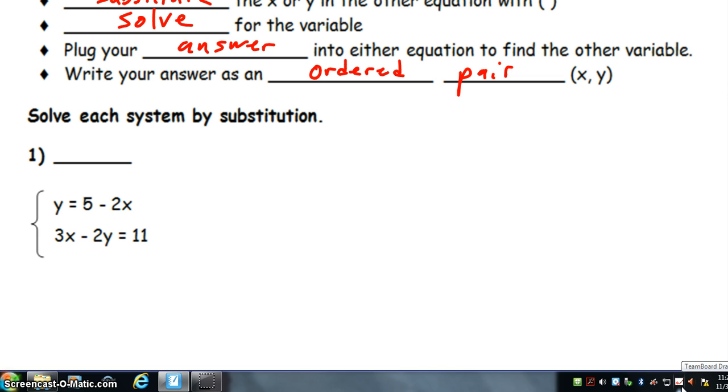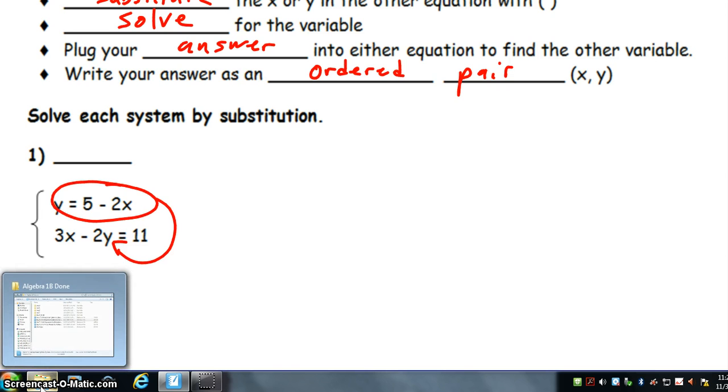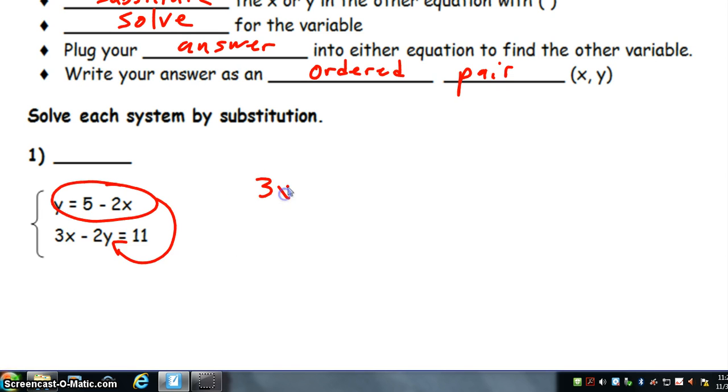So, in our first problem, we have y equals 5 minus 2x and 3x minus 2y equals 11. To be able to do this, I'm going to actually use this first case because they've already solved for y. And I'm going to plug that into the second case or substitute it in. So this becomes 3x minus 2, and then in parentheses, I'm going to put what y actually equals, 5 minus 2x, and the parentheses equals 11. Now it just becomes a regular problem to solve.